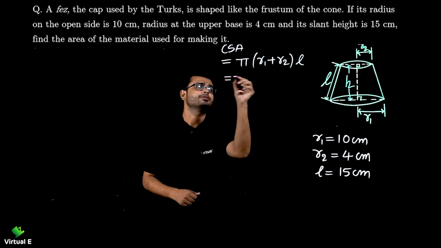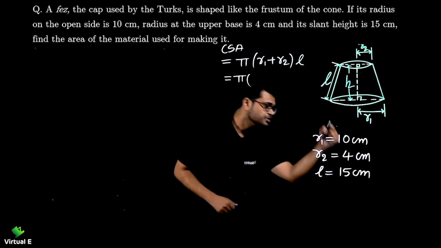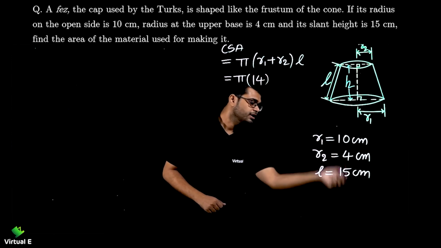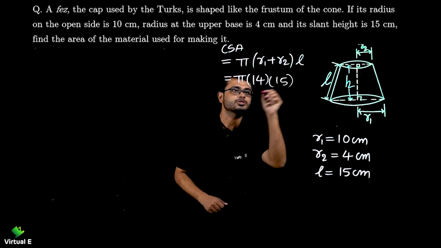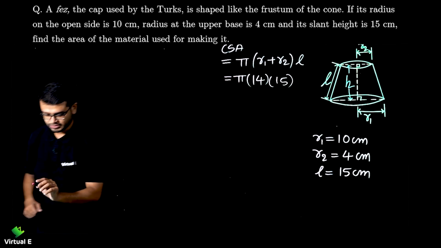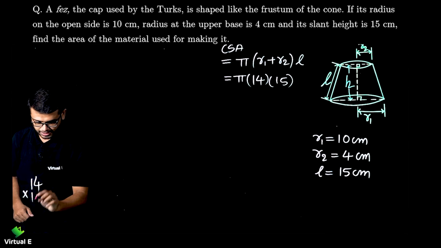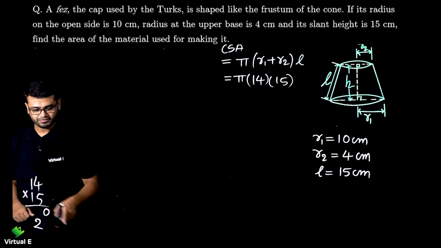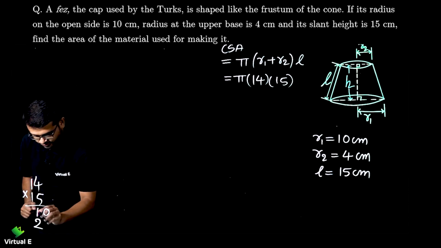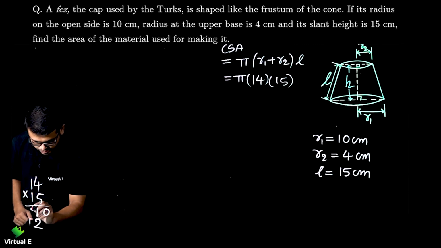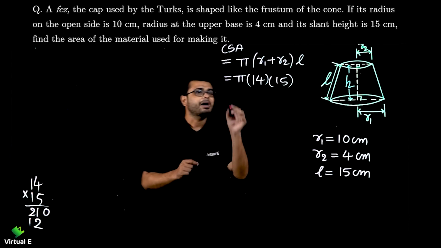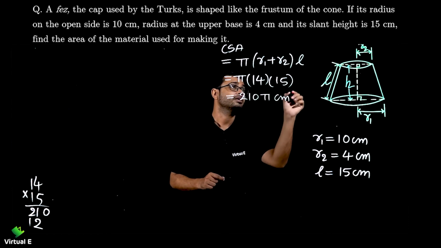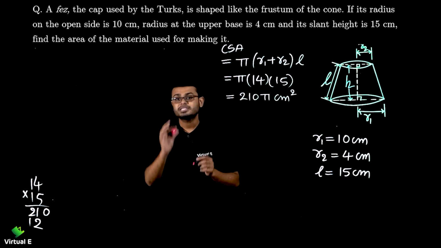So let's substitute the value, pi here. R1 is 10 and R2 is 4. 10 plus 4 is 14, and L is 15. So we need to multiply 14 into 15. 4 5s are 20, 0 carry over 2, 1 and 5 is 5, 5 plus 2 is 7... so 14 times 15 is 210. So pi as it is, 210 pi centimeter square. That's the CSA.